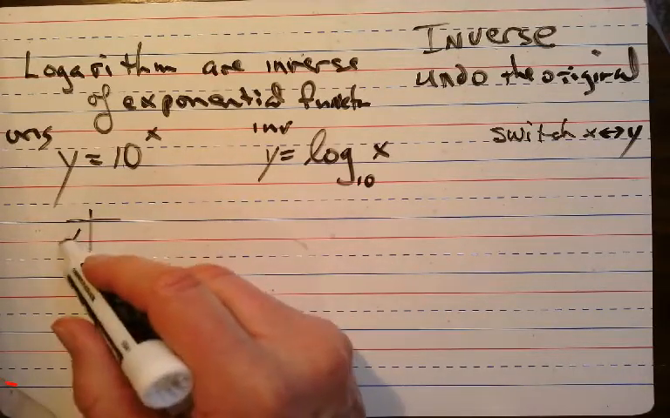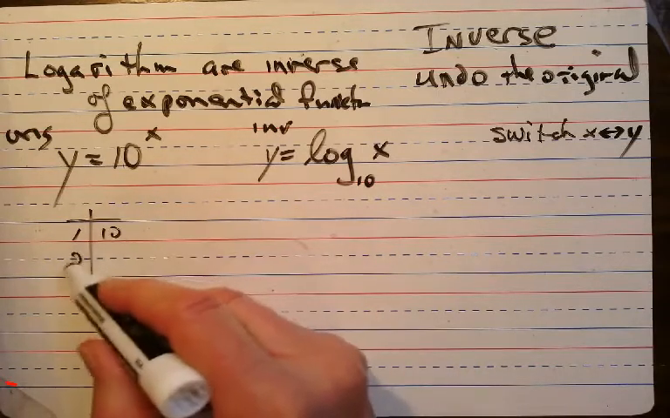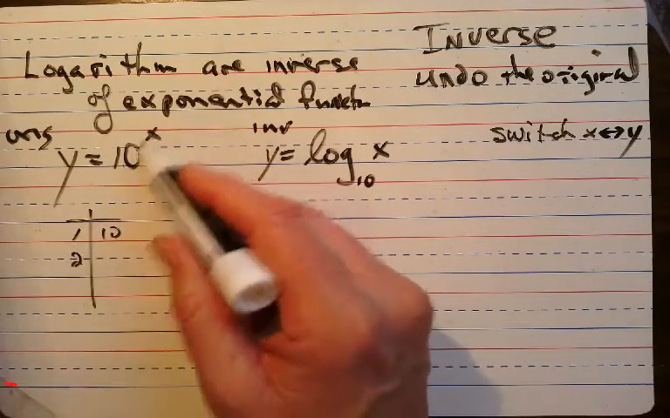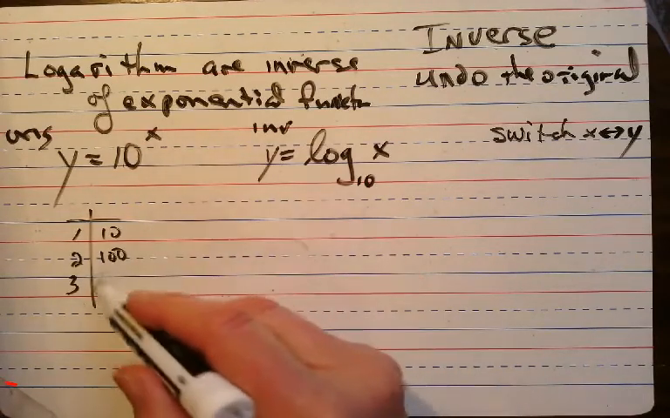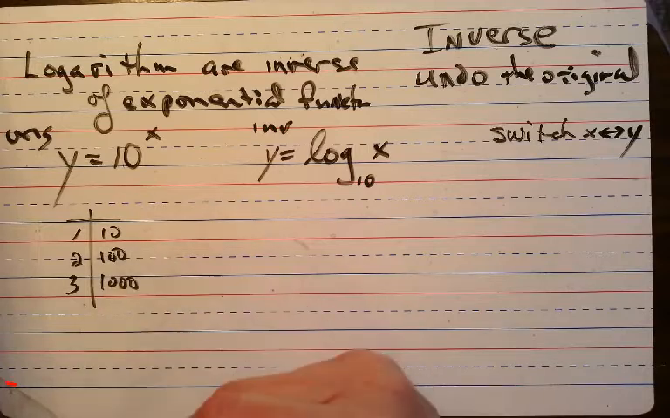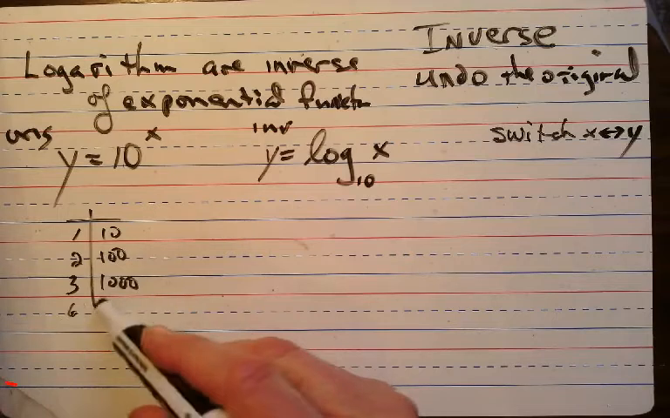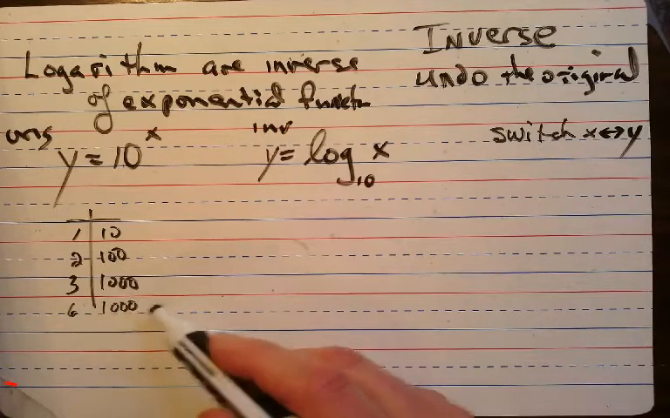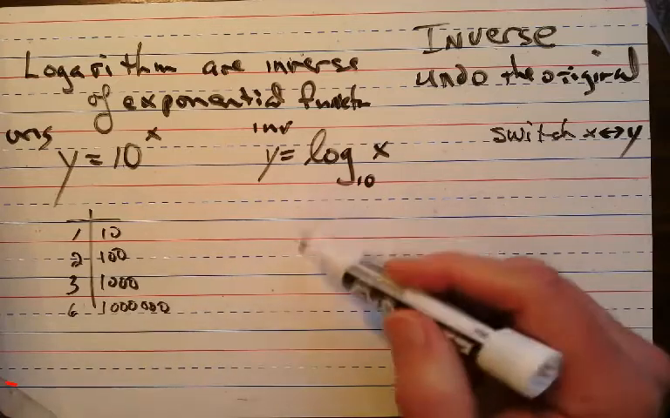So, if I pick 1, 10 to the 1 power, that's 10. 10 to the 2 power, that's 100. 10 to the 3 power, that's 1,000, right? 10 to the 6 power is 1,000,000. 10 to the 9 power is 1,000,000,000. So, what does that mean for these guys?